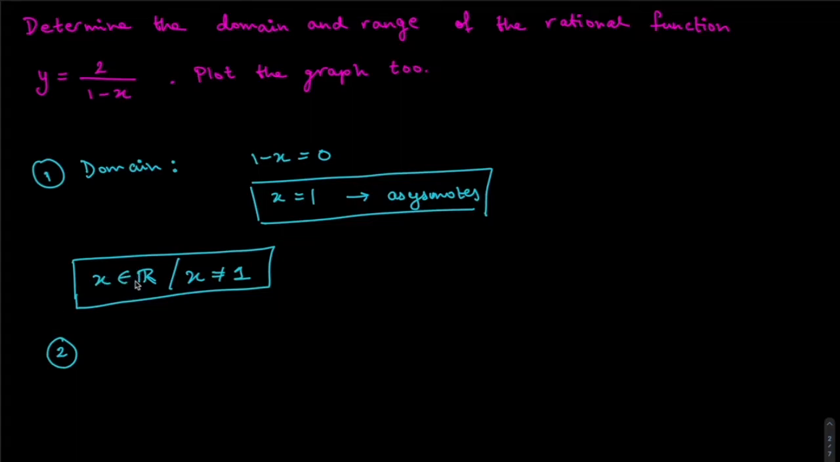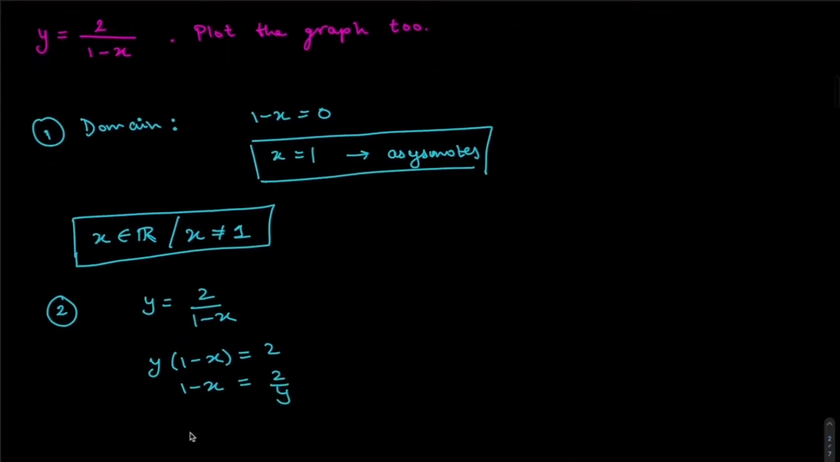Now let's look for range. For range, we're going to reverse x and y. We're going to find the inverse of the function. So we have y is equal to 2 upon 1 minus x. Let's solve for x in terms of y. If we do that, I'm going to write y times 1 minus x is equal to 2. I'm going to write 1 minus x is equal to 2 upon y. And then, wait a second. What I can do is bring 2 upon y to the left-hand side and this to the right-hand side.